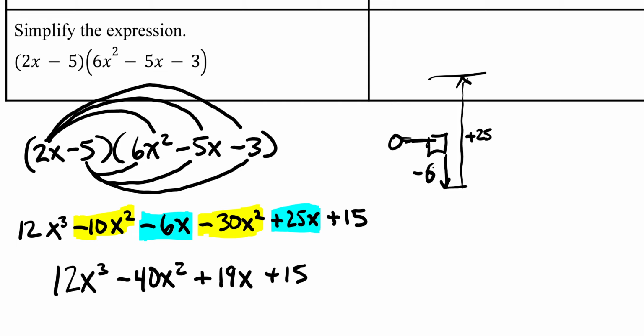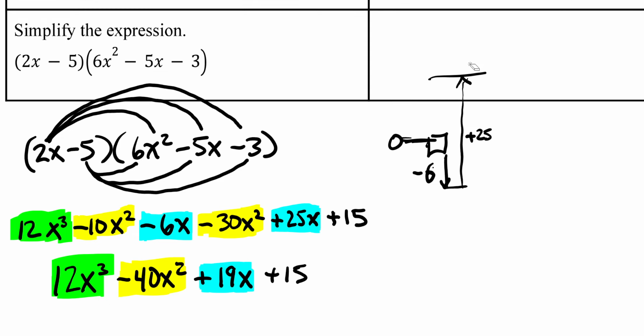Again, just to draw attention to this, this is the result of minus 6x plus 25x. And this is the result of minus 10x squared and minus 30x squared. And then each of these, all right, let's see here. This 12x cubed is this right here, and then you got the plus 15, and I won't color that one.